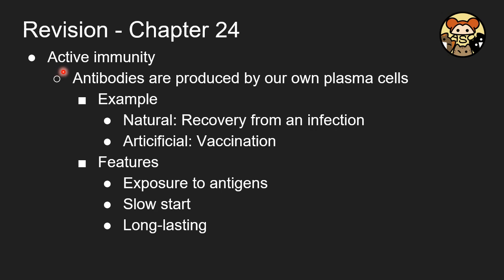And this is called active immunity. Active means that the antibodies are produced by your own plasma cells. So it includes the vaccines that we just talked about. We call it an artificial one, because we humans introduce the antigens to it. While there is a natural one, that is, if you encounter an infection, your body will still work on the same principle. So we have an exposure to the antigens, and you have a slower start, but it will last longer because it involves the production of memory cells.